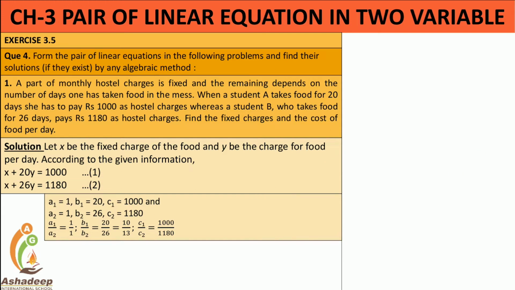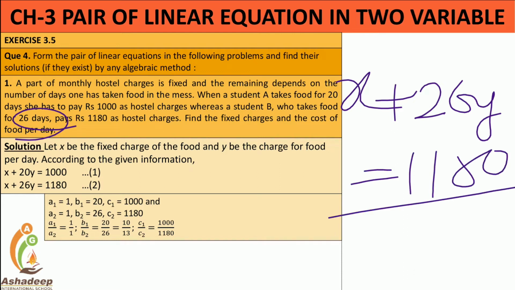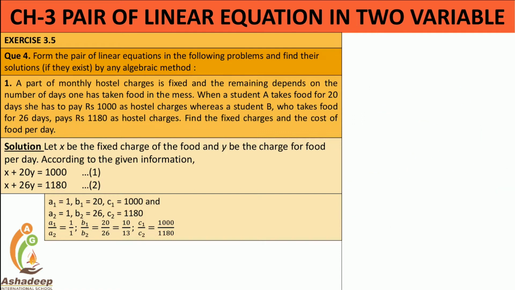But if student B stays over there for 26 days, x is the fixed charge, per day is y, so 26 days means x plus 26y is equal to 1180, right? So this is the other equation, and you know how to solve it with the methods, because we have seen a lot of sums to solve by these methods, right?